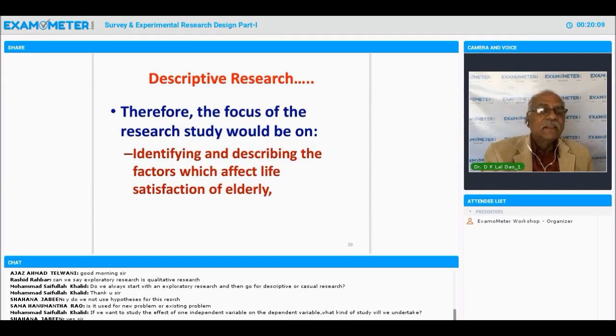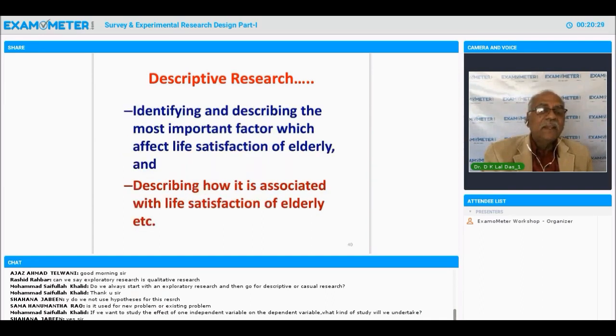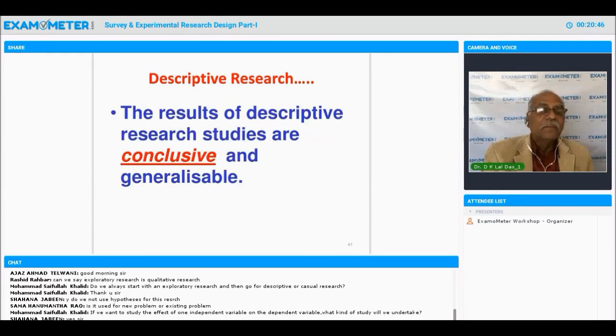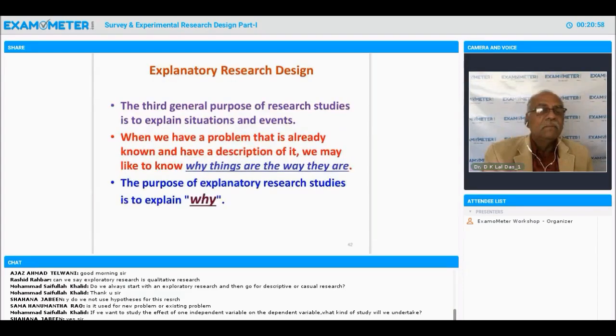Therefore, the focus of the research study would be on identifying and describing the factors which affect life satisfaction of elderly, identifying and describing the most important factor, and describing how it is associated with the satisfaction of elderly, etc. The results of descriptive research studies are conclusive and generalizable. Now we have completed the second type of research design. You can ask questions if you have any.